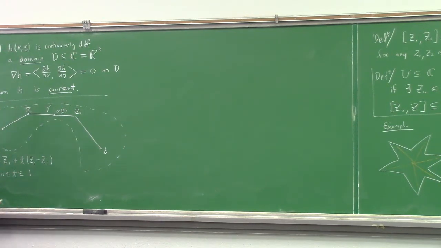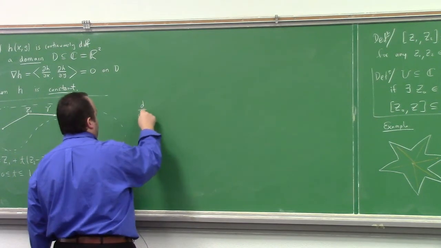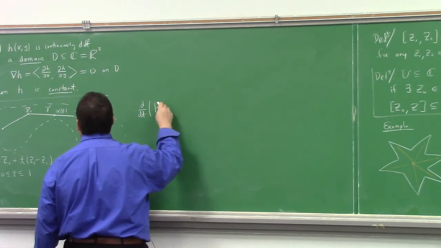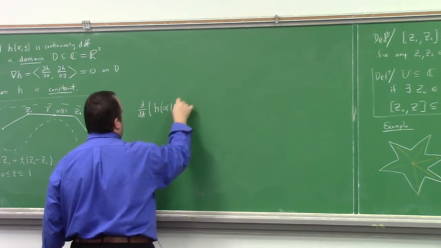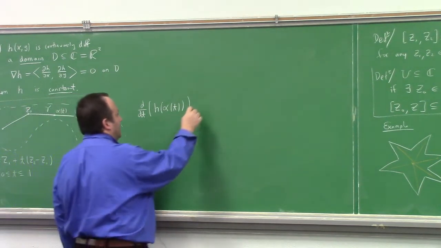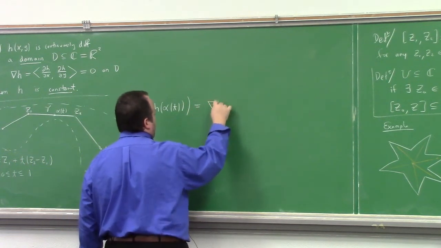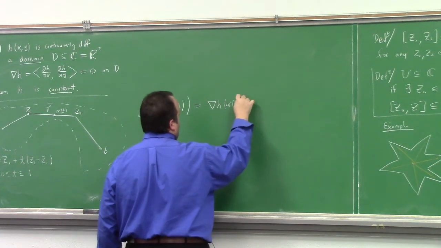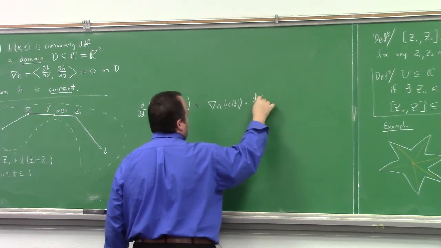Now we can take the derivative of the composite h of alpha of t. h is a function from the complex plane; we could take it to be a real valued function for the moment. What we learned in Calculus 3 is that we have a chain rule, and it can be written like this: the gradient of h of alpha of t, dotted with d alpha dt, where that's the dot product.